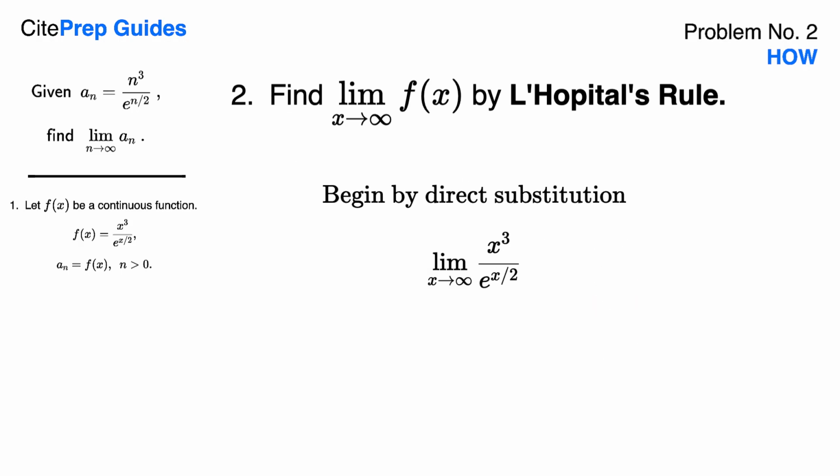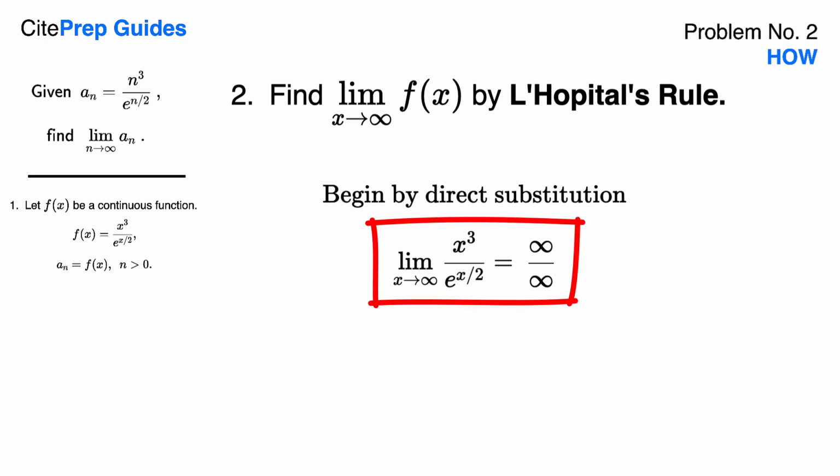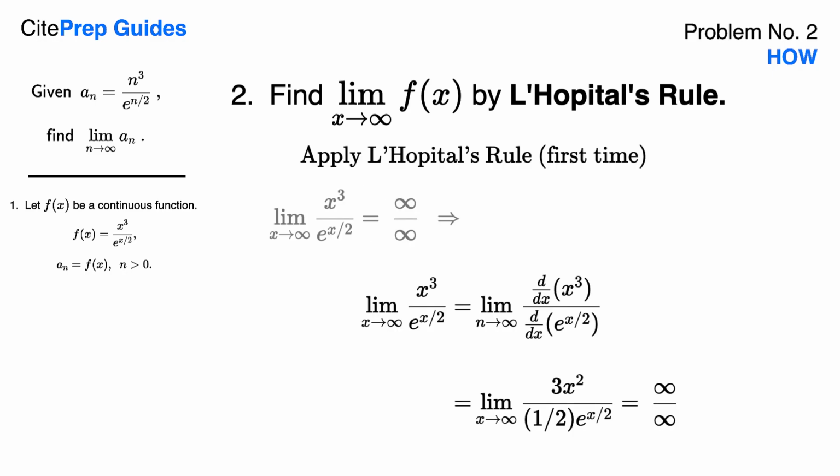We begin by finding the limit of f of x by direct substitution, in which case we find our result is an indeterminate form. So now we apply L'Hopital's Rule for the first time. By L'Hopital's Rule, we know that if, by direct substitution, the limit of a function f of x takes an indeterminate form, then the limit of f of x equals the limit of a new function defined as the derivative of the numerator divided by the derivative of the denominator.